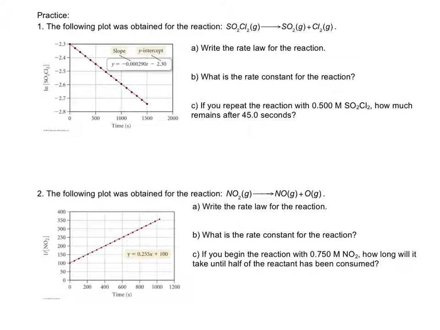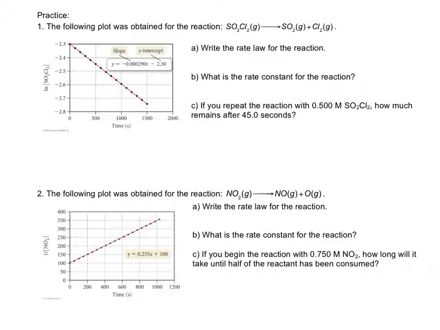Now let's take a look at some examples of how we can use this new information. So here we have a plot obtained for the reaction SO2Cl2 goes to SO2 plus Cl2. So this is a reaction where we just have one reactant and it's breaking apart into two pieces. So here we have a plot of the log of the concentration of a reactant versus time. And so given that this is the log, that should automatically signal to you, or just hopefully will soon signal to you, that this must be a first order reaction.